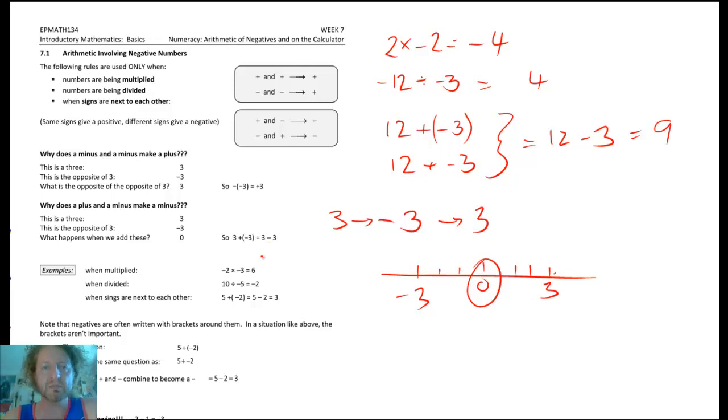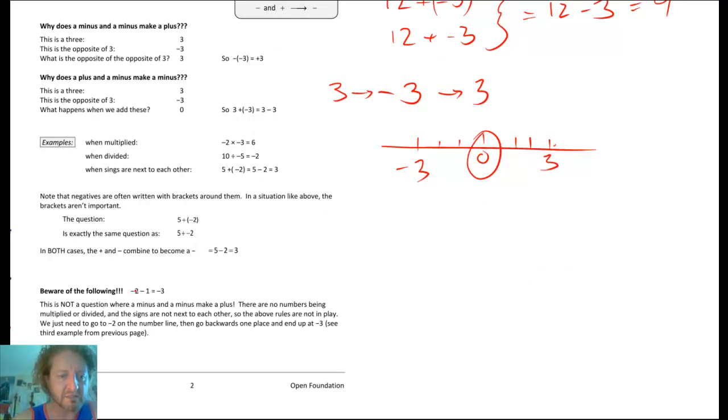So a plus minus makes a minus, minus minus makes a plus. These are examples of exactly what I just did here, and we've already said that a plus next to a minus does indeed become a minus. And this is the example we talked about basically on the previous page.